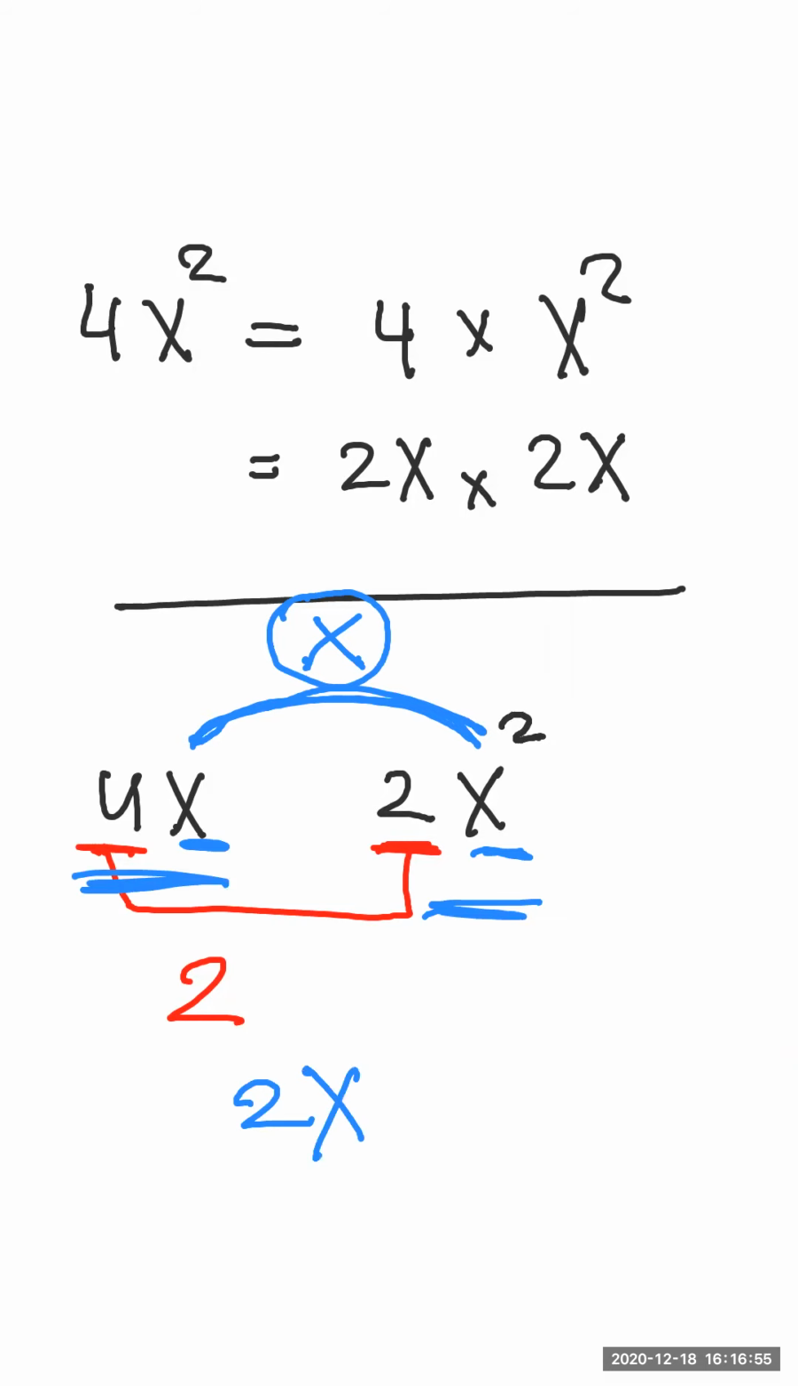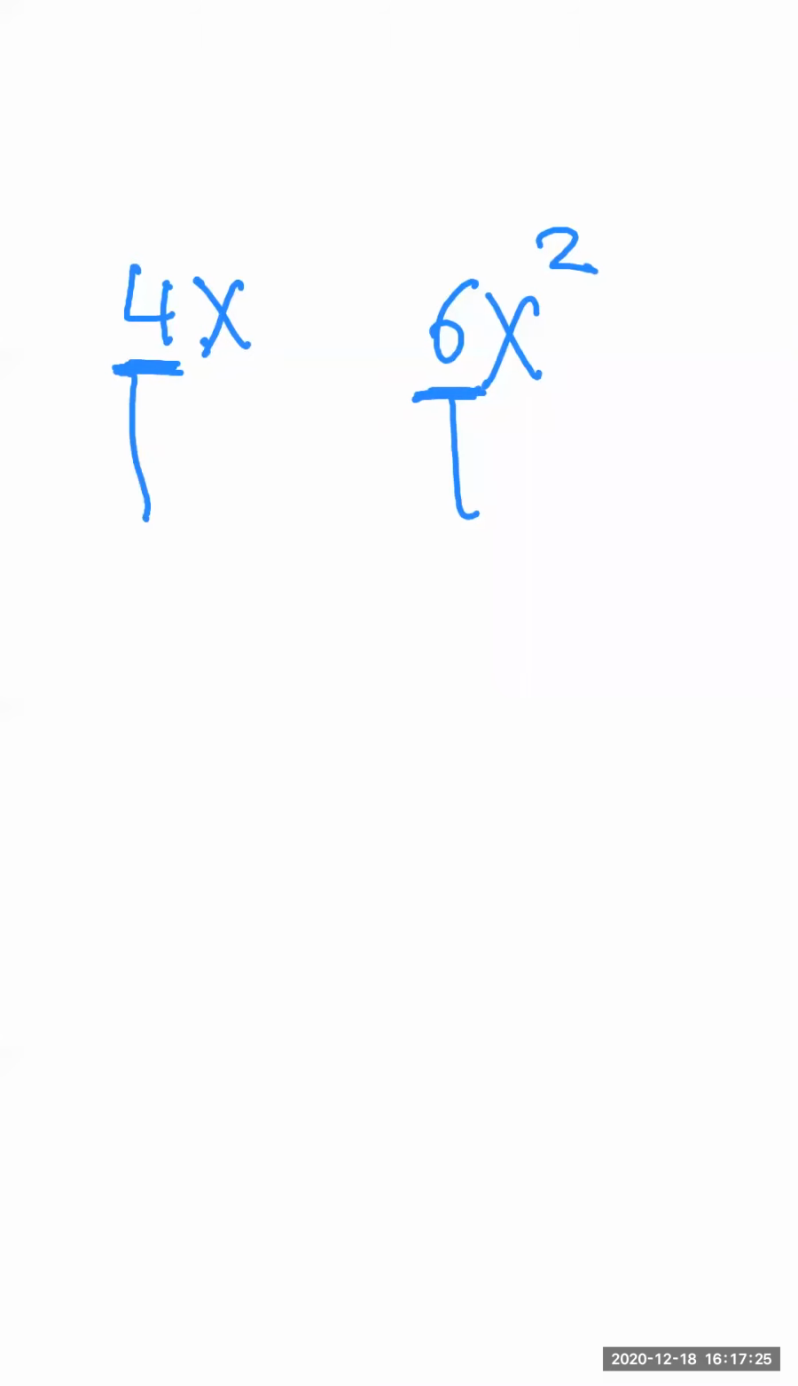Okay, so let's check one more example like this. If there is a term like 4x and the other term like 6x squared, and I want to get the common factor, I have to check the coefficients first, which are 4 and 6. Both of them are divisible by 2. So the common factor for 4 and 6 is 2.